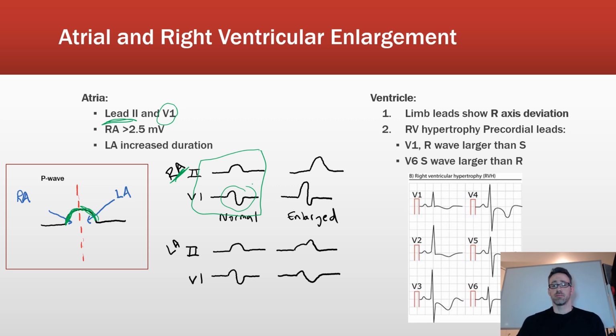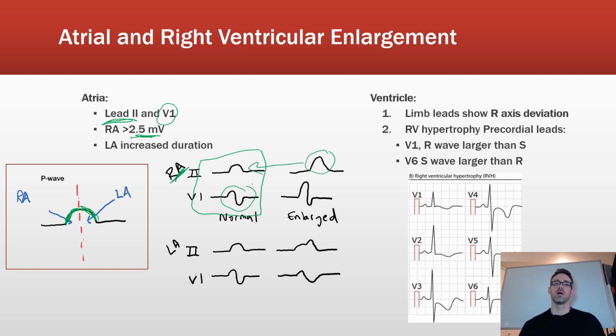If the right atrium is enlarged, what you'd see is an increase in amplitude. So the P wave would be taller than 2.5 little boxes, greater than 2.5 millivolts, which I have bulleted over here. So that'd be greater than 2.5 little boxes. And that's what you're seeing over here, an increase in the amplitude relative to that one.